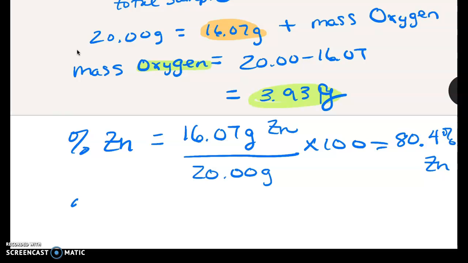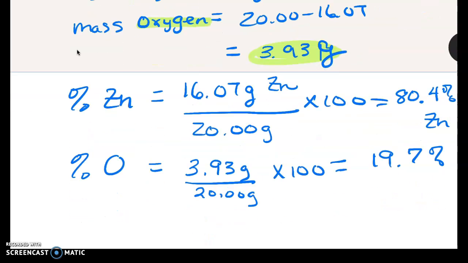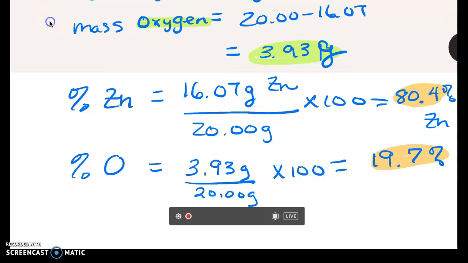To calculate the percent composition of the oxygen in the compound, I would take my grams of oxygen divided by the total grams of the compound times 100. And when I do that, I get 19.7%. You can check that you did this correctly if these two numbers add to 100 or really close to 100, and they do. Let me show you another example.